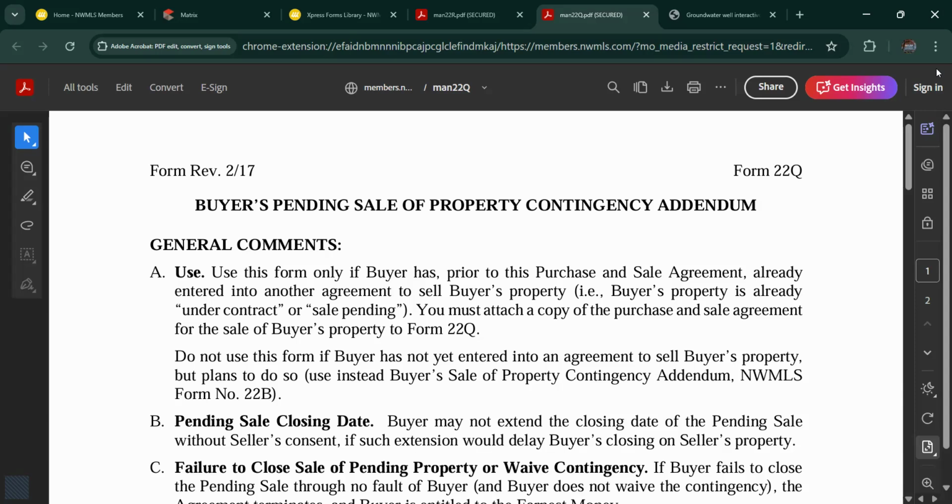So first things first, it's establishing the difference between the 22B and the 22Q. In fact, when we did that form in forms class a little bit ago, if you recall, it says don't use that form if the property's already in a pending sale. Use the 22Q. Now we're going over how to use the 22Q, and it's pretty clear. As long as you are pending, you can go ahead and use this instead of the 22B.